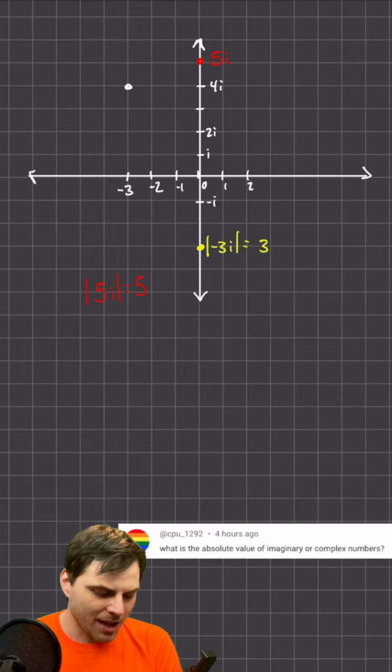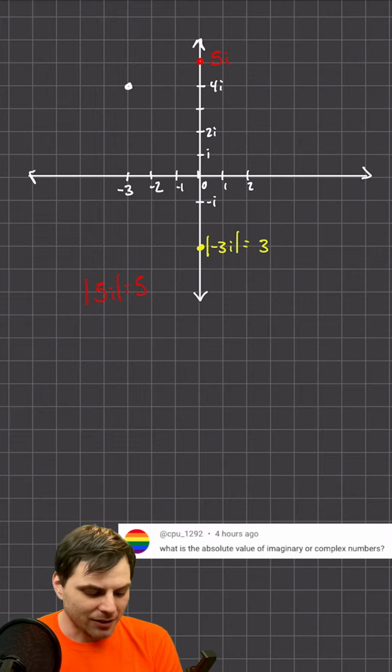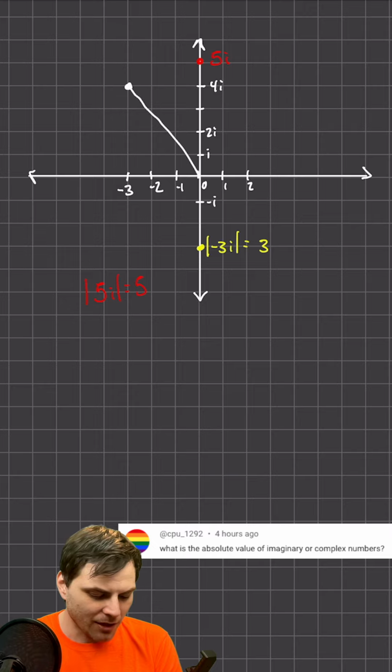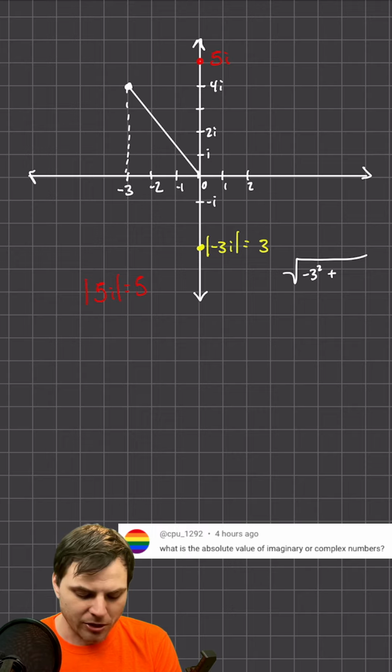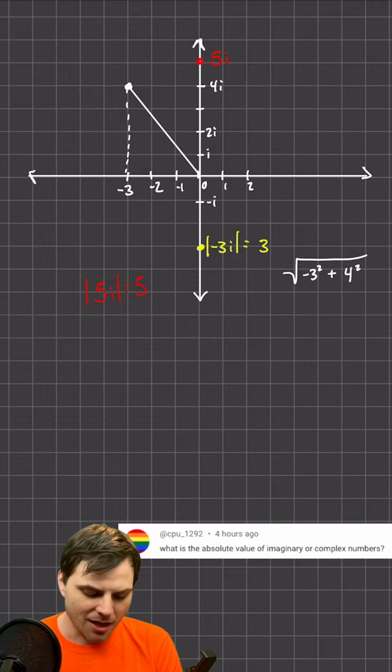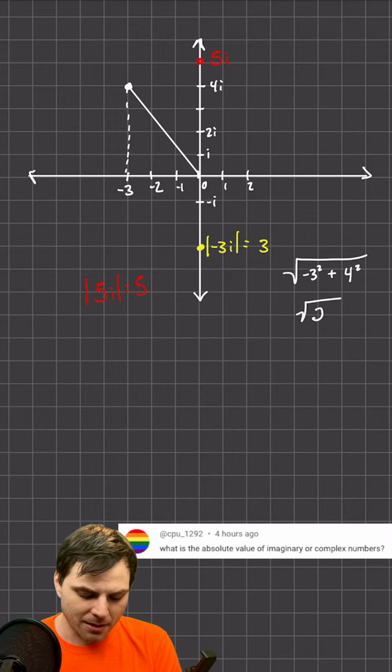And then when we get to complex numbers, let's say we are at negative 3 and then 4i, so right here. This is really fun because it's just the hypotenuse of a triangle. So the distance is the square root of one side, which would be negative 3 squared, plus the other side, the imaginary part, which would be 4 squared. And this is without the i because it's just the distance. It is 3 and then 4, and this will end up being 5.